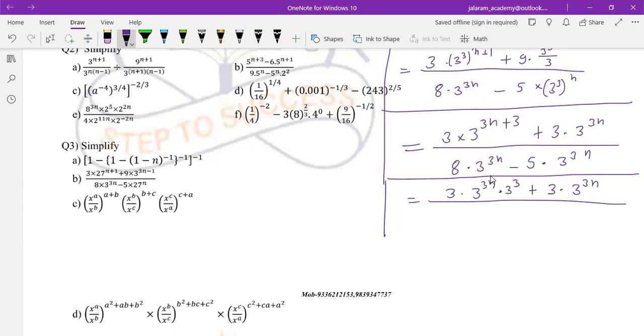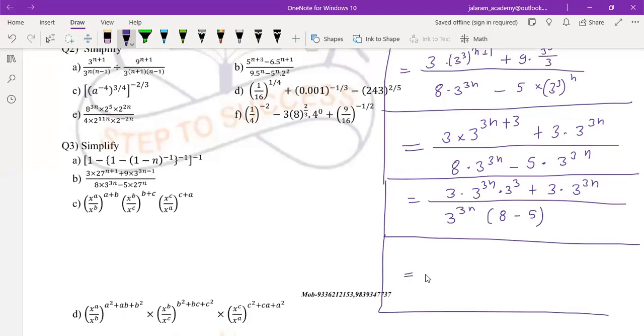Is anything common in the denominator? 3 to the power 3n. Common. It is 3 to the power 3n. 3 to the power 3n is common. And the remaining is 8 minus 5.